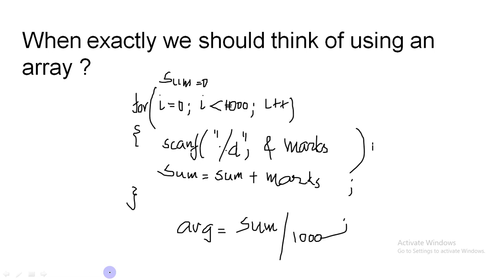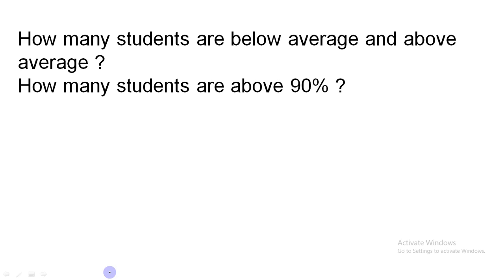Now, if you want to answer further questions, let us say, how many students are below average and above average? Because we have lost all the 999 students' marks, it is impossible. We have only the average value and the last student's marks. Therefore, we will be at a loss to answer this question. Once again, we need to enter all the 1000 marks. There will be the drudgery of inputting the data.